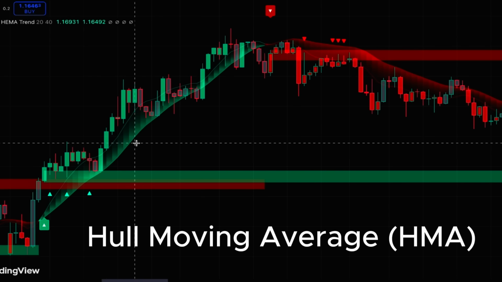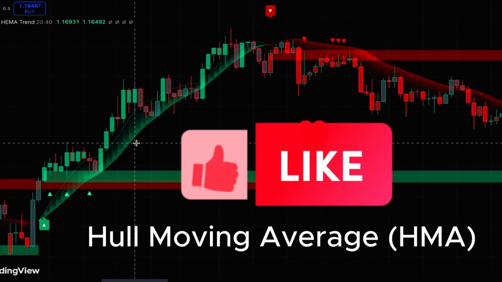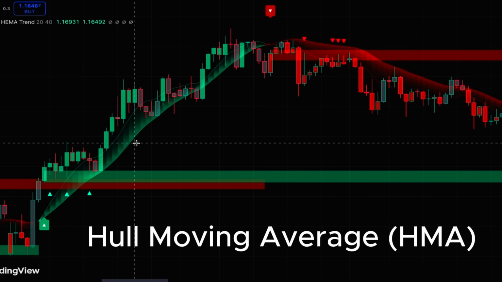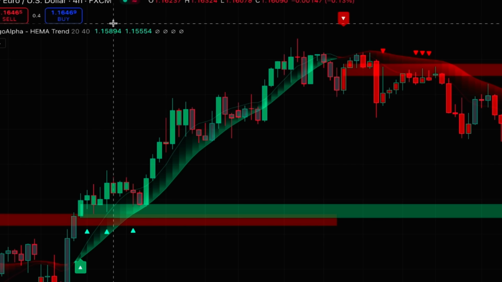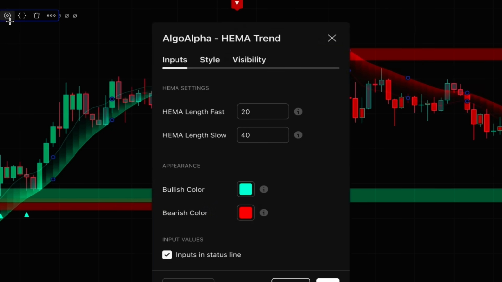Hull Moving Average was developed by Alan Hull, and it's a kind of moving average that can provide a smoother trend line with less lag in comparison to simple moving average or exponential moving average. It uses complex calculations based on weighted moving averages to create a valuable moving average like this, which is very popular among traders.